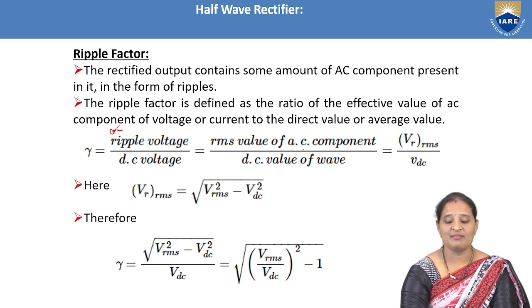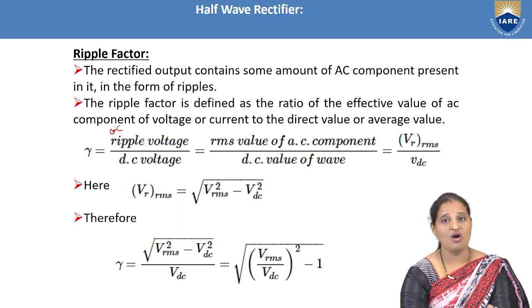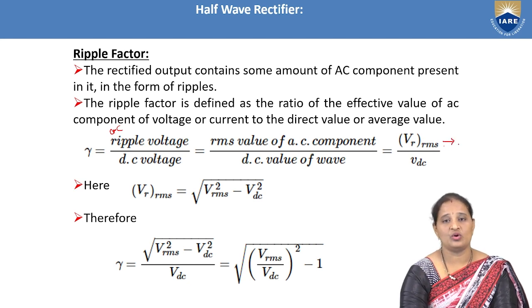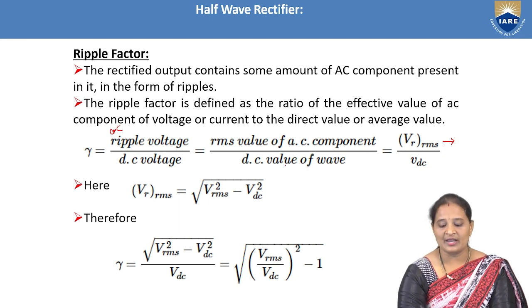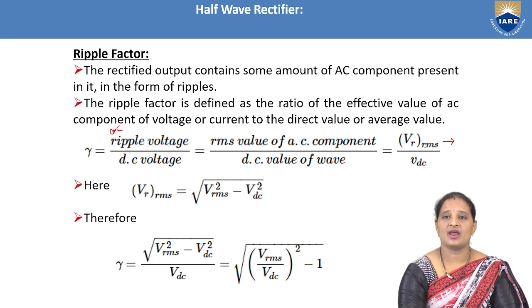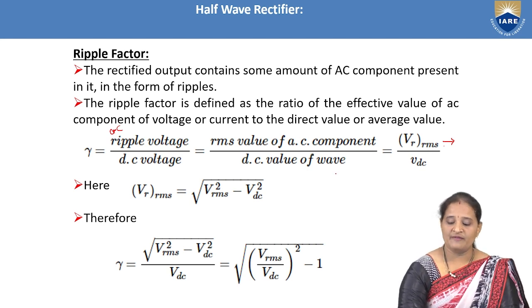So that is the RMS value of the AC component of ripple voltage, which is represented with Vr RMS. This is nothing but the RMS value of the ripple voltage present in the DC output voltage of the rectifier, and the DC value of the output voltage is represented with VDC. So now let us find out Vr RMS.